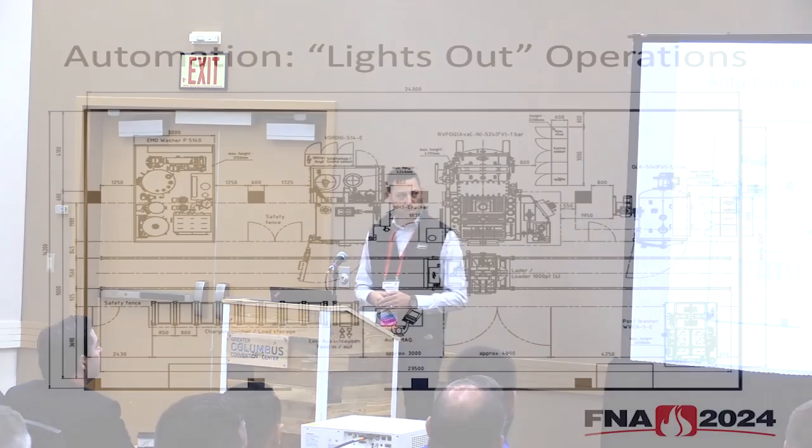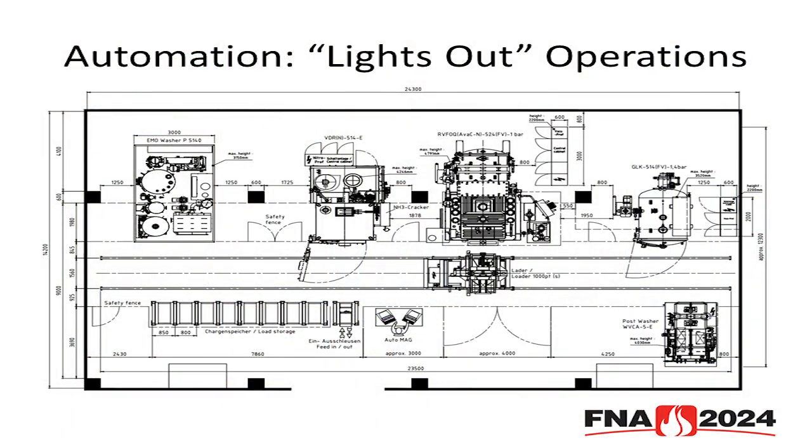So I'm going to start with maybe the most extreme example of automation here. And what you're seeing here on the left, you're seeing an ultrasonic washer to make sure the parts are ultra clean before they go into the heat treatment process.